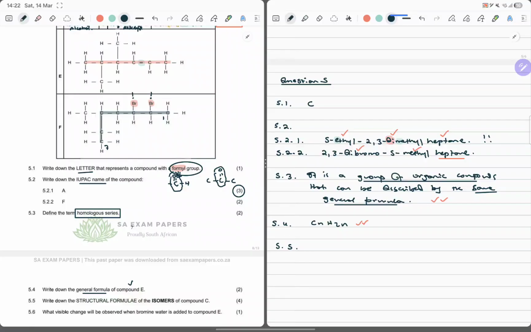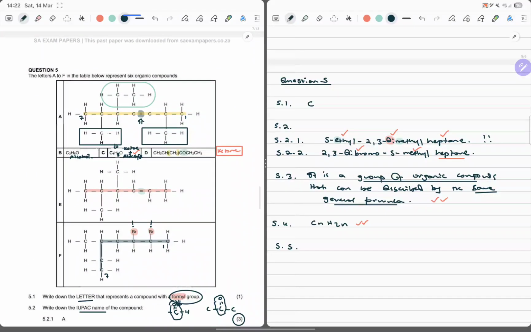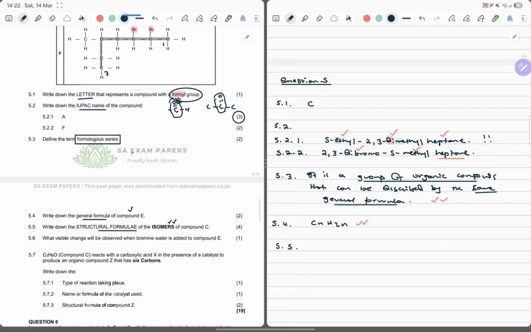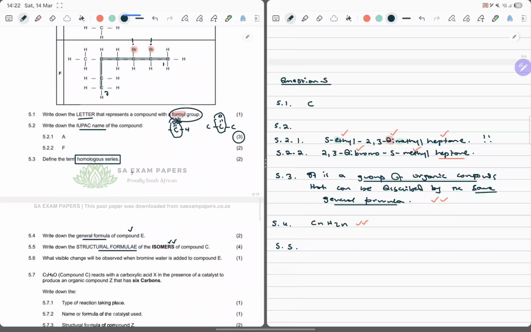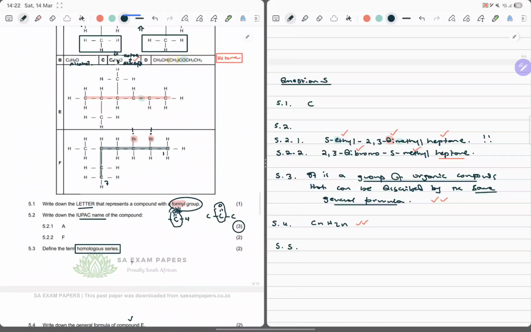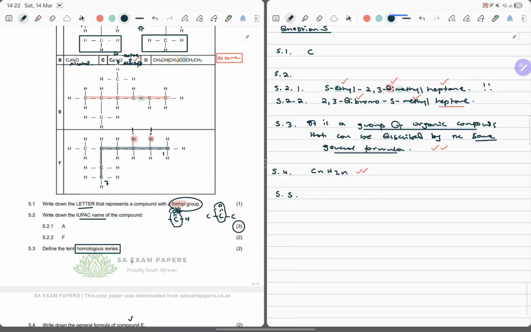5.5 says, write down the structural formulae of the isomers of compound C. Do you see what I mean? Yes, I told you. I tell you these things. It could be either an aldehyde or a ketone. Now there's 4 carbons, so this is good. So let's do this one. So let's say this is an aldehyde. So this is what it's going to look like.